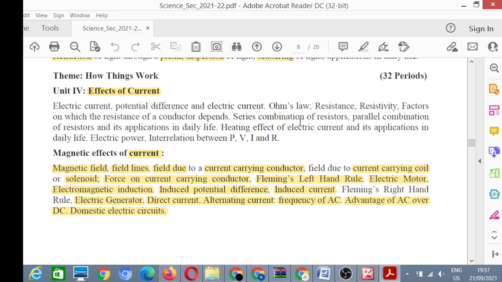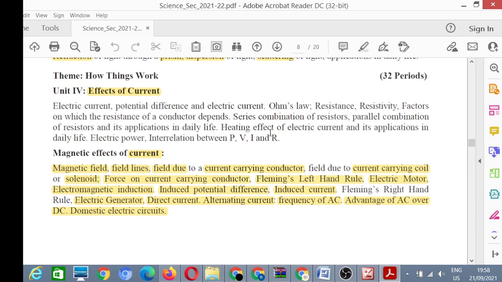Then, series combination of resistors. That means R is equal to R1 plus R2. If two resistors are in series, then combined resistance is sum of two individual resistances. Similarly, in case of parallel, 1 upon R is equal to 1 upon R1 plus 1 upon R2. This is parallel combination of resistors. And its applications, you will get numericals here.